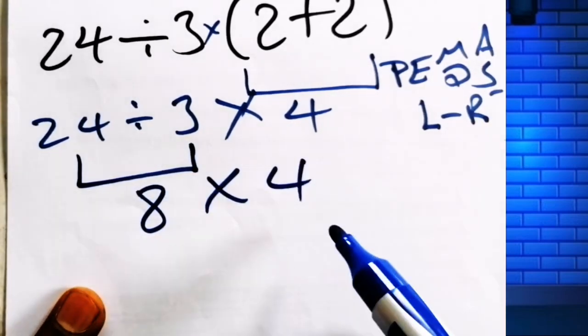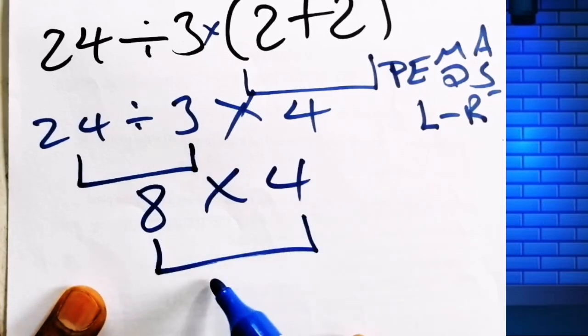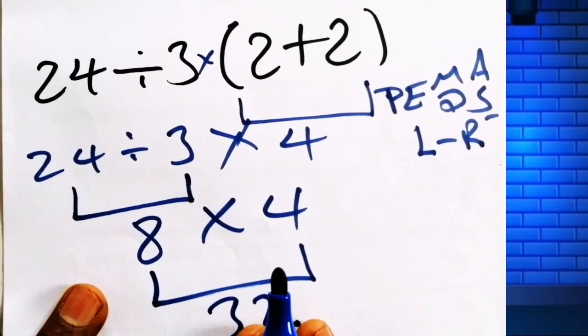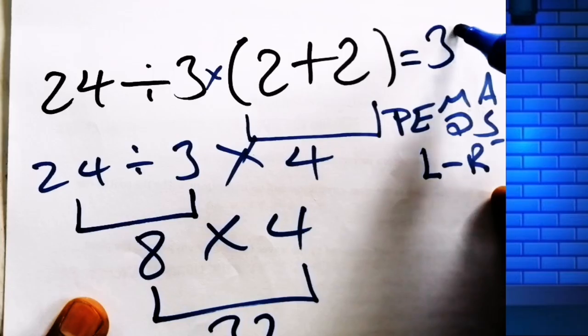Then 8 times 4. 8 times 4 is 32. This is the correct answer of this problem, okay? The correct answer of this problem is 32.